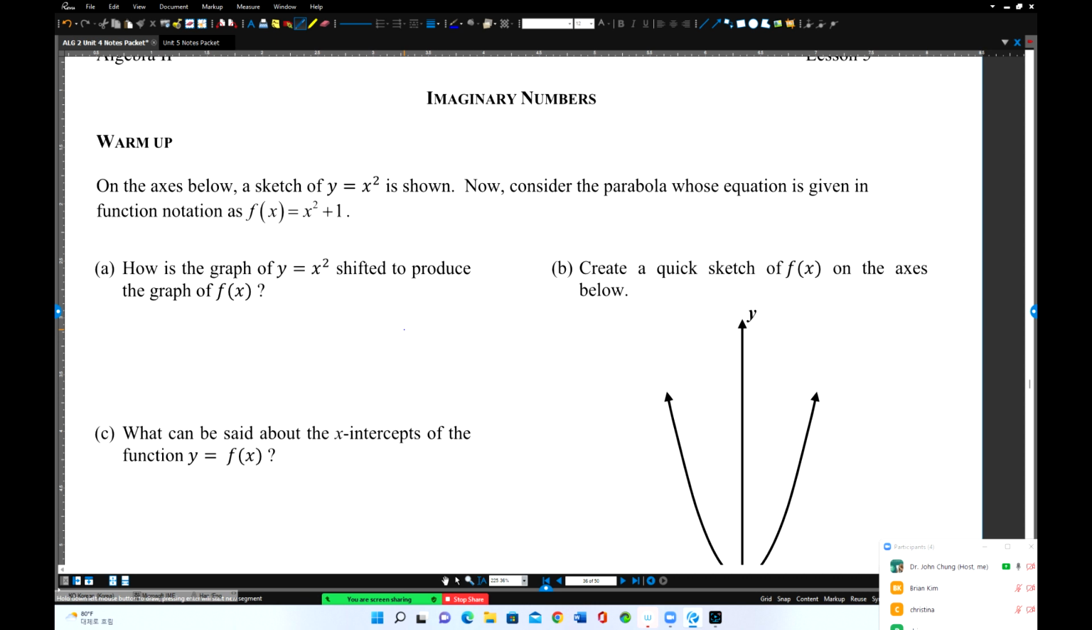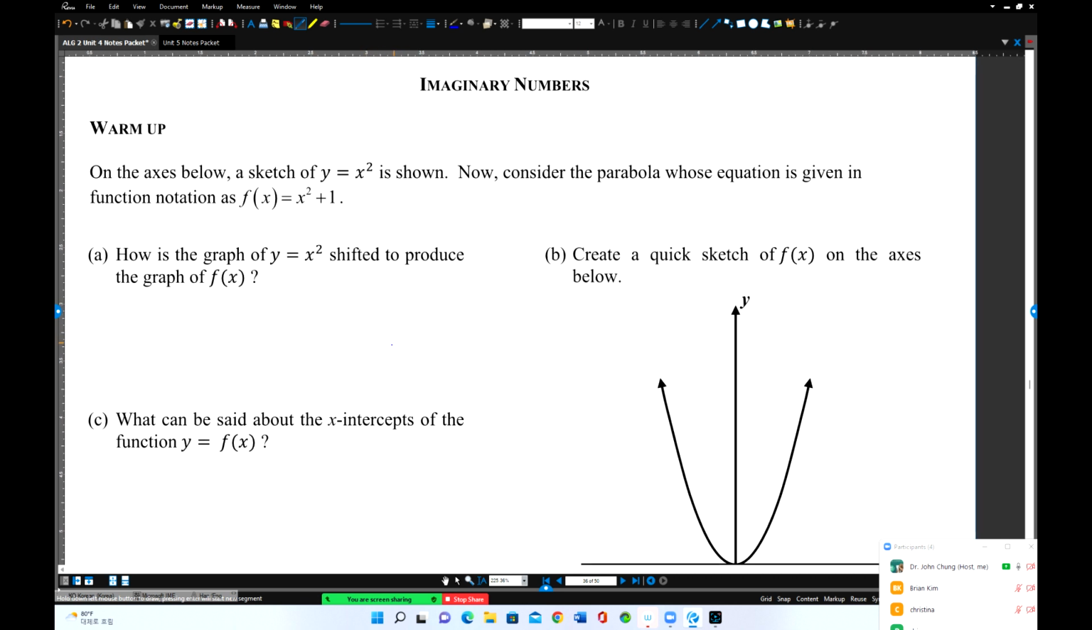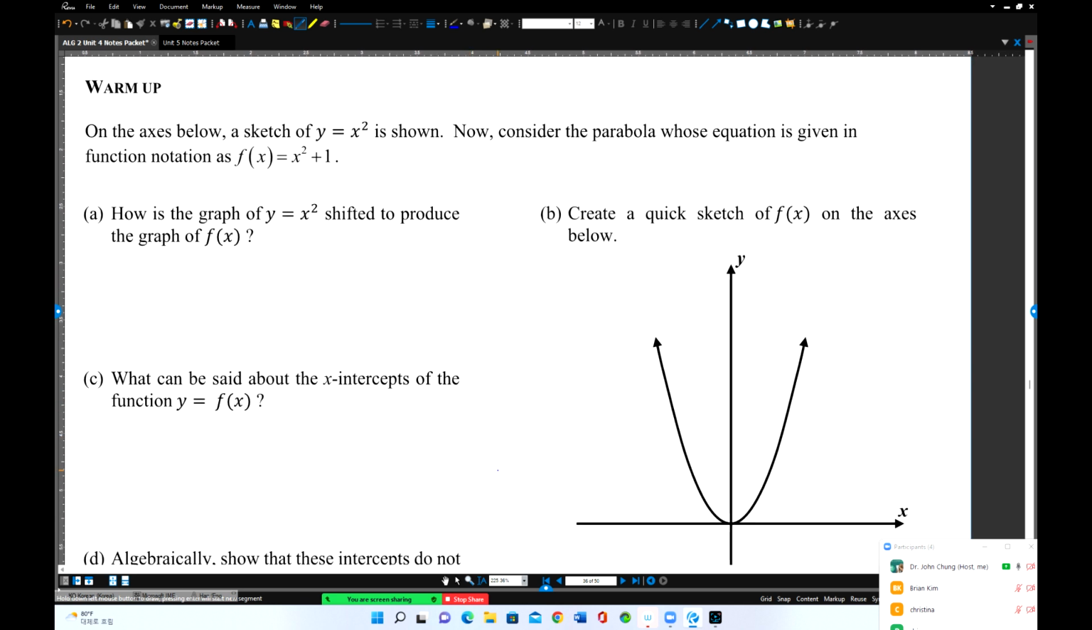Okay, we are not going to go through this because you already know this. This one is a bit different: imaginary numbers. So we're going to learn what an imaginary number is. We have a sketch over here, y equals x squared. The vertex of x squared is 0 and 0, because this is x minus 0 squared plus 0. We don't have to write the 0. The vertex is 0 and 0.